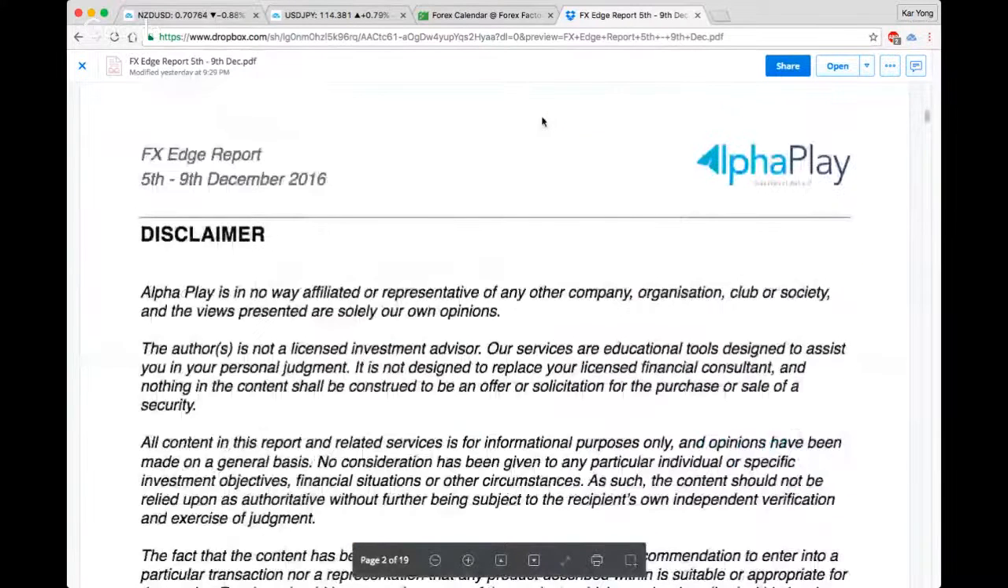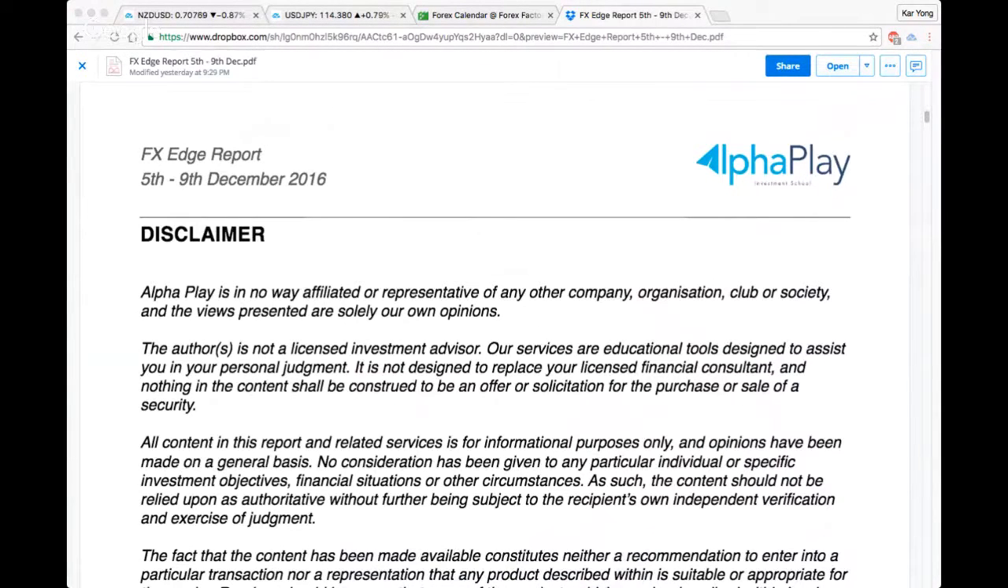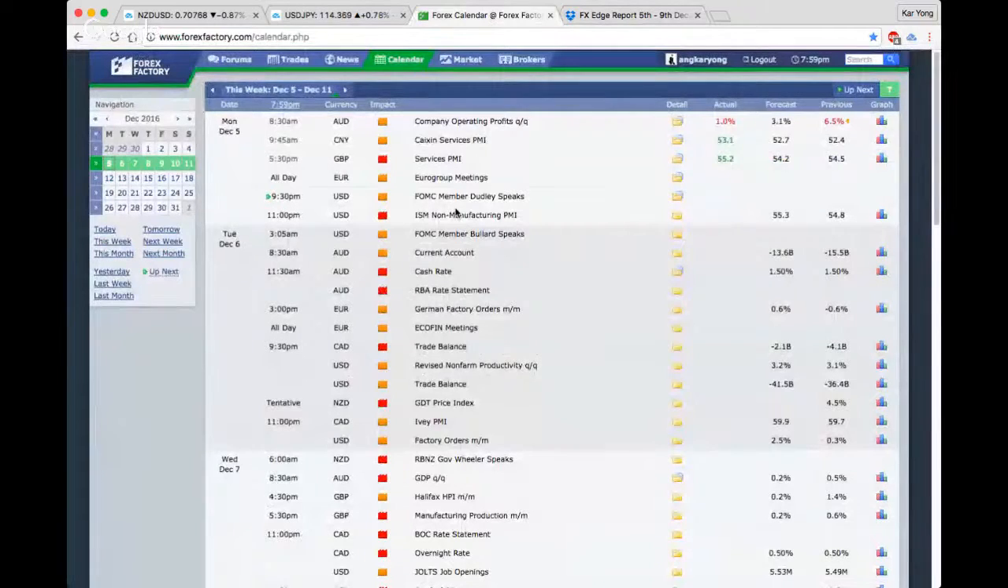So again, the process that we always take at the start of the trading week is this: you want to take note of what events you need to pay attention to for this particular trading week. What you can do is quickly go into Forex Factory.